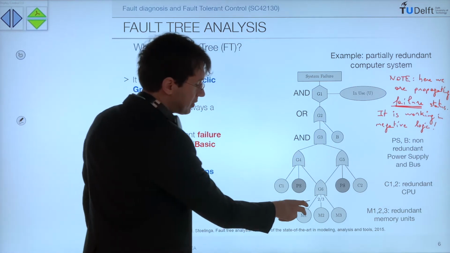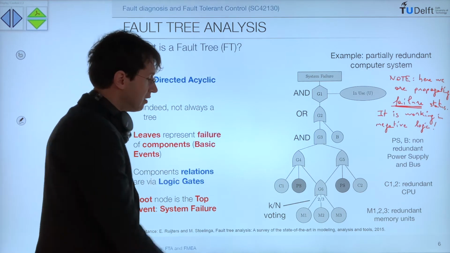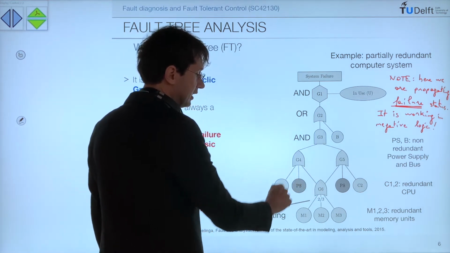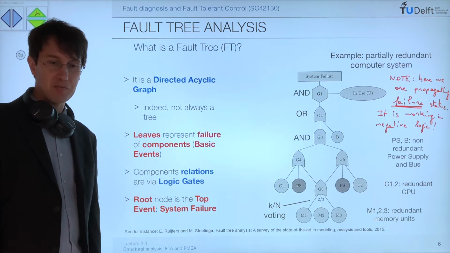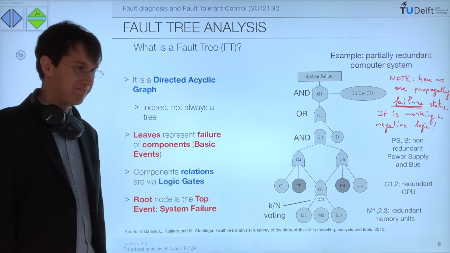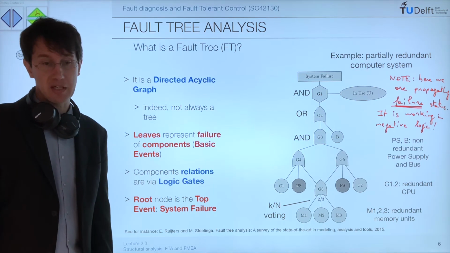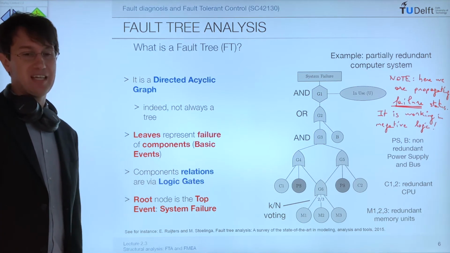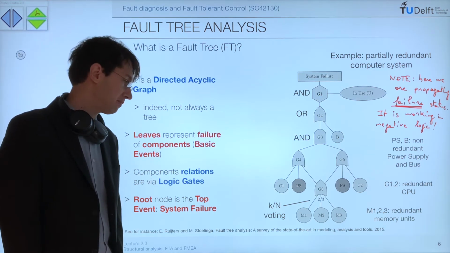So the leaves represent basic failure events in individual components. But the logical gates represent how failure of these components can propagate up. In the case of the light bulb, we had only one logical gate. It was an OR. So any component failing will propagate up to the system failing.